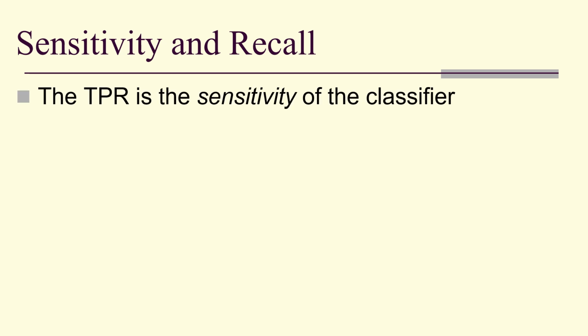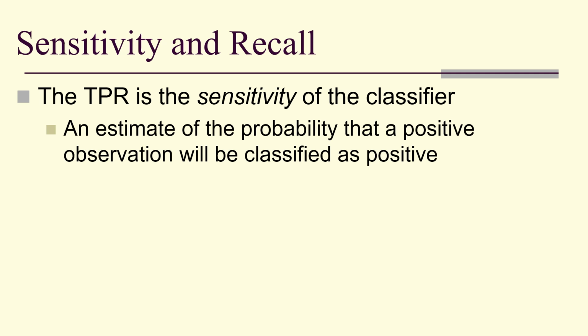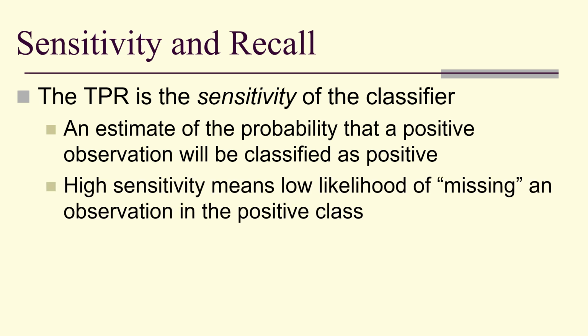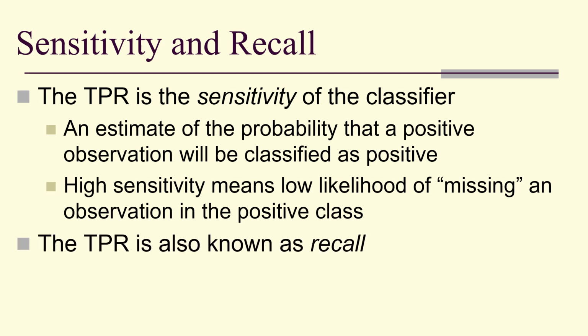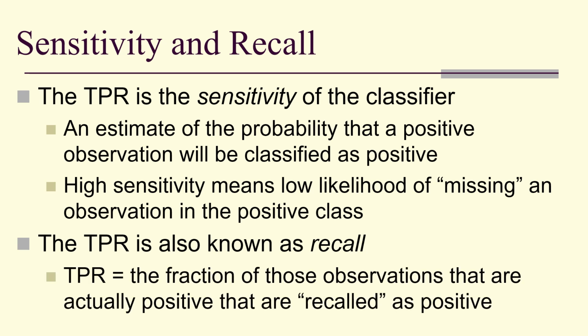Sensitivity and recall, the true positive rate, is the sensitivity of the classifier, an estimate of the probability that a positive observation will be classified as positive. And high sensitivity means there's a low likelihood of missing an observation in the positive class. So the true positive rate is also called recall, because it's the fraction of those observations that are actually positive that are recalled as positive.